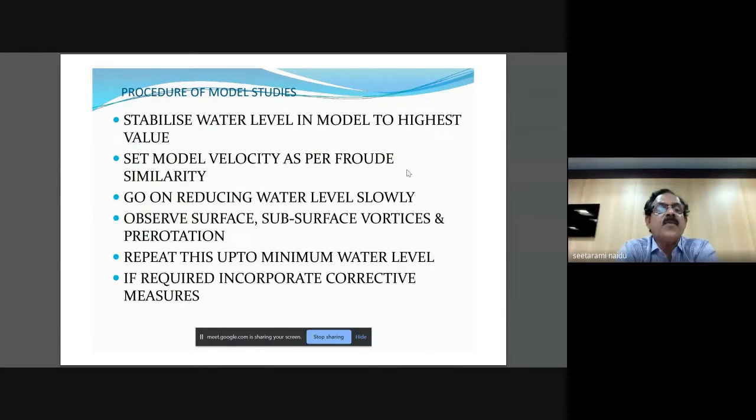What is the procedure for model study? Stabilize the water level in the model to the highest value. Set model velocity as per fluid similarity. Go on reducing the water level slowly. Observe surface and subsurface vortices. It is a qualitative study. Repeat this to the minimum water level.